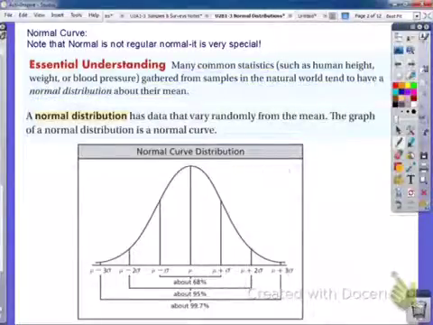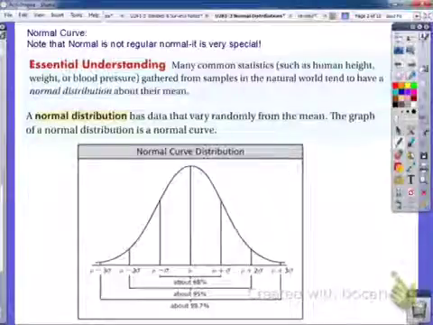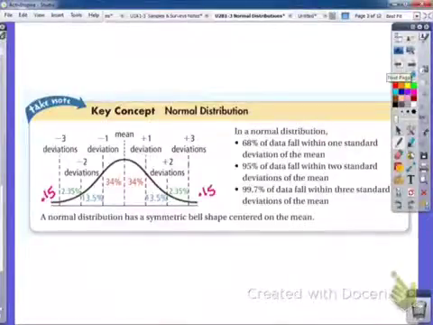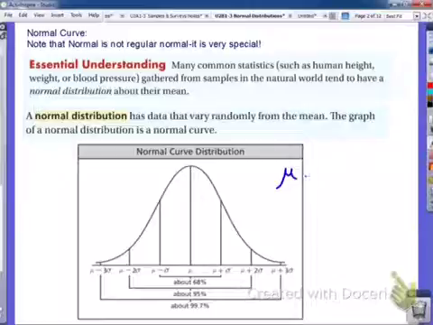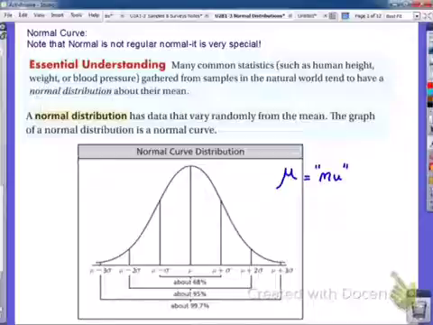A couple things that I need to define for you. This Greek letter, we say mu, is known as the, you want these notes, so go ahead and jot these down. Mu is the average, it's the mean of the data.